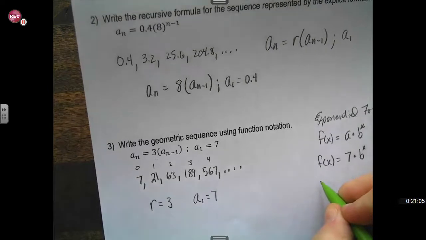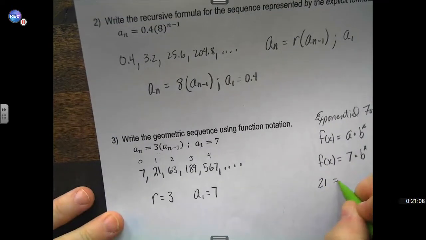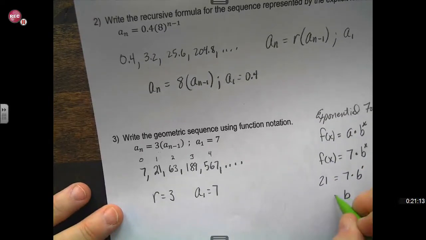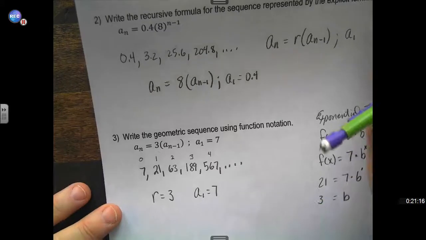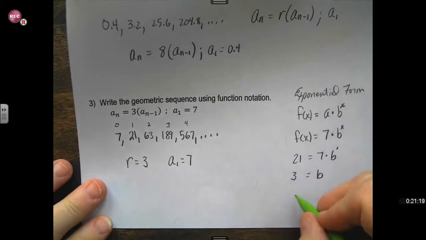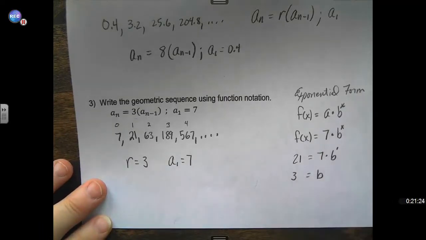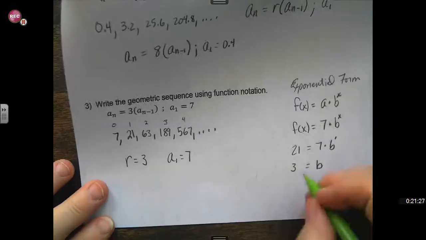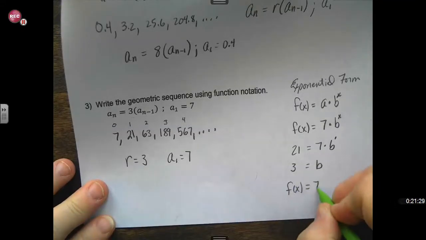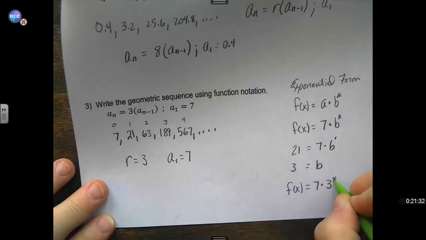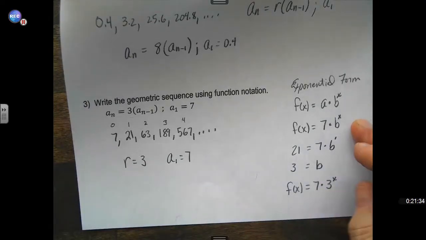We would plug in 21 for the y value and 7 times b to the first for the x value. And so b is 3. So to write this as an exponential function, we would write f of x equals 7 times 3 to the x. And that is it in exponential form, rather than in recursive or explicit form.